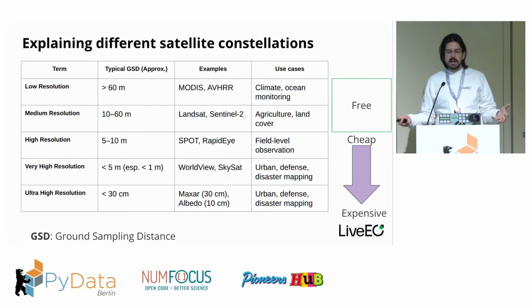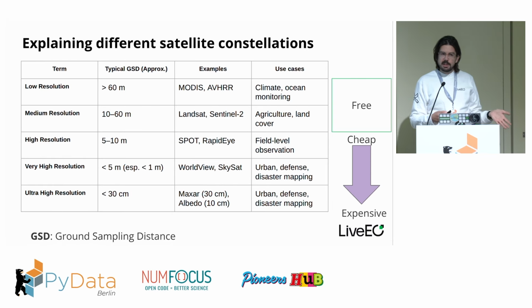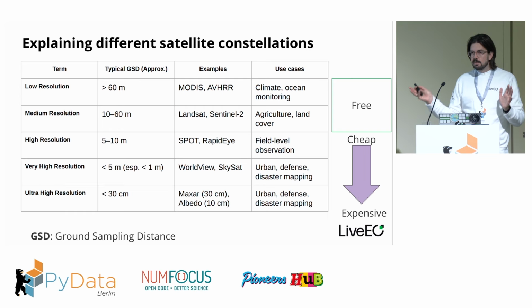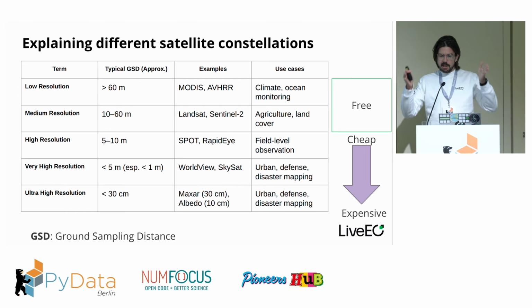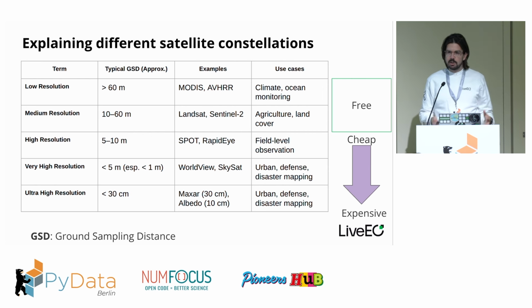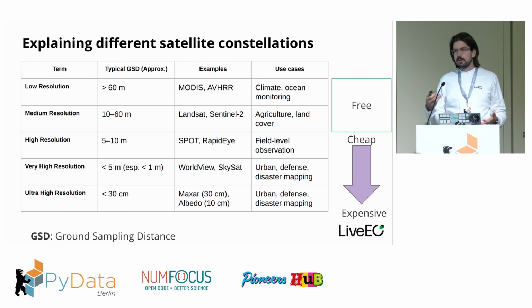phenomena. And it gets all the way down to about 30 centimeters. There might even be a company launching 10 centimeter satellites, but the highest you can commercially get is about 30 centimeters, in which case every pixel is about 30 centimeters by 30 centimeters, in which case you can really tell things like vehicles and cars and relatively small buildings and things like that.